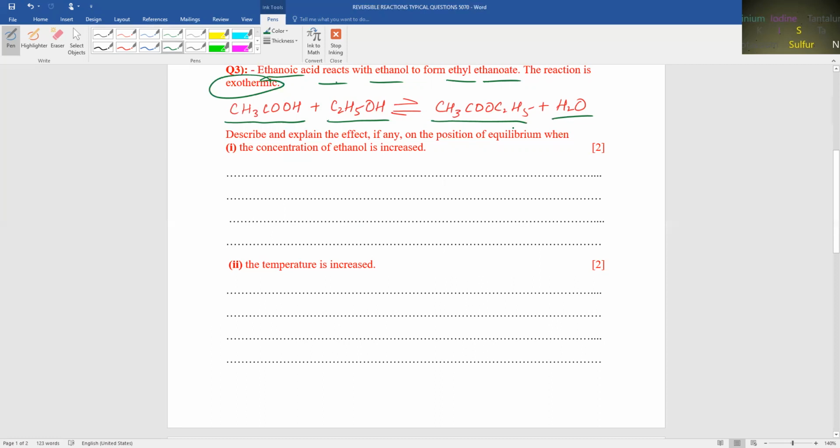Now it's written the reaction is exothermic, which means the forward reaction is exothermic. So we will write delta H is equal to minus. The forward reaction is exothermic. So automatically, if the forward reaction is exothermic for a reversible reaction reaching dynamic equilibrium state, the backward reaction will become positive.